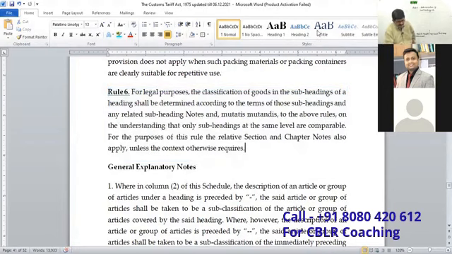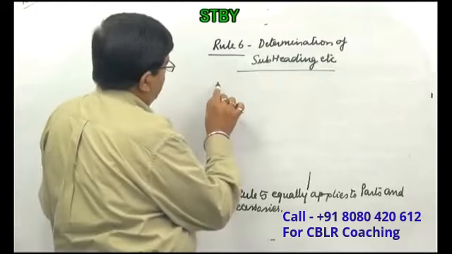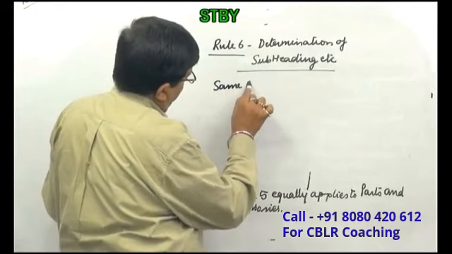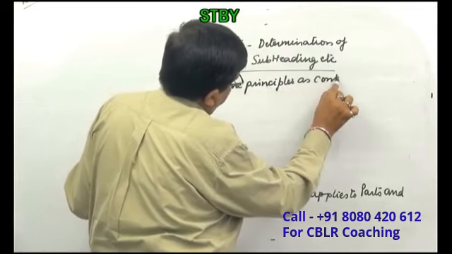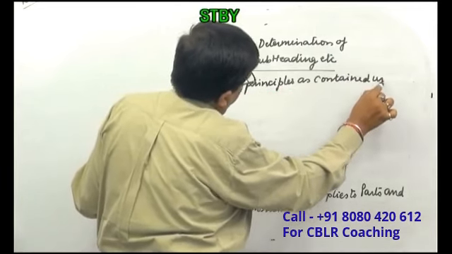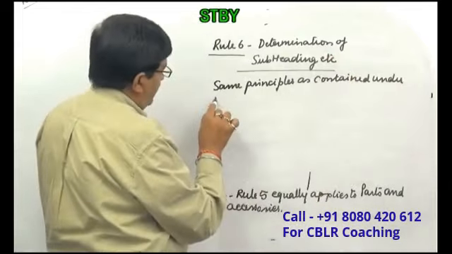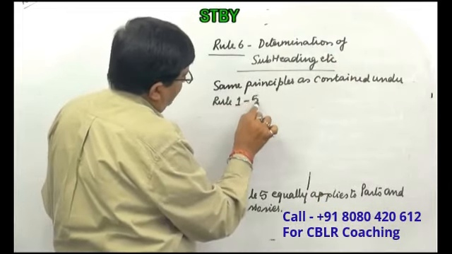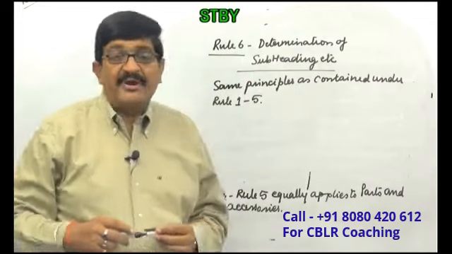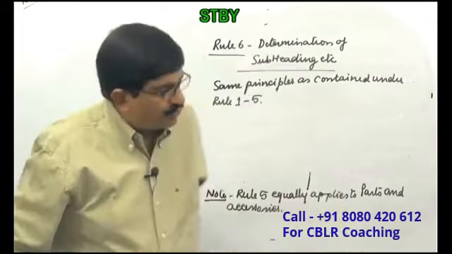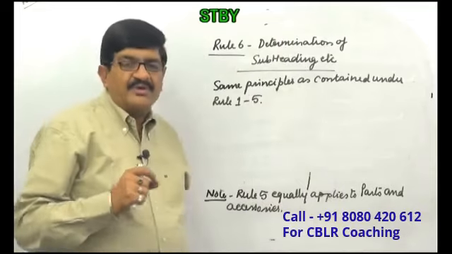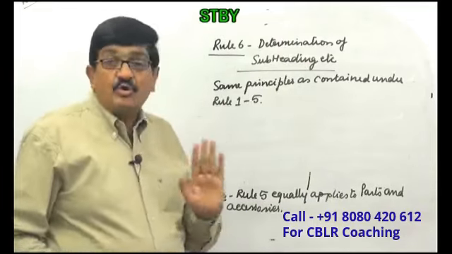What does it mean? This simply says, same principle as contained under rule 1 to rule number 5. Same are applicable for determination of subheadings also. Means whether there is explanatory notes or there is the principle given, whatever is up there, the same thing will apply for determination of subheading also. So rule number 6 does not go beyond that.